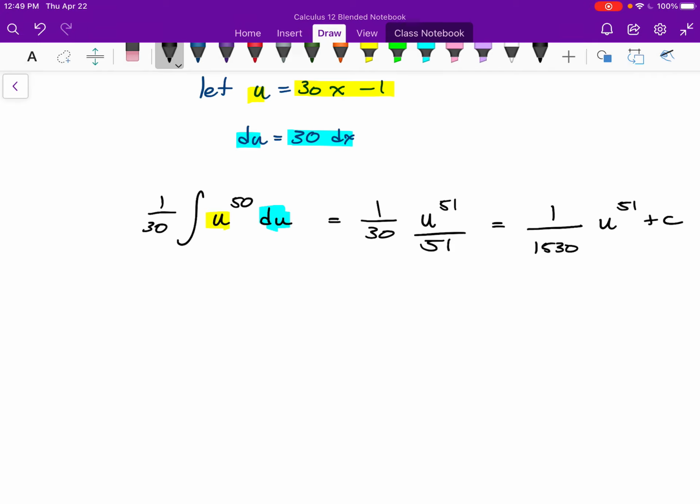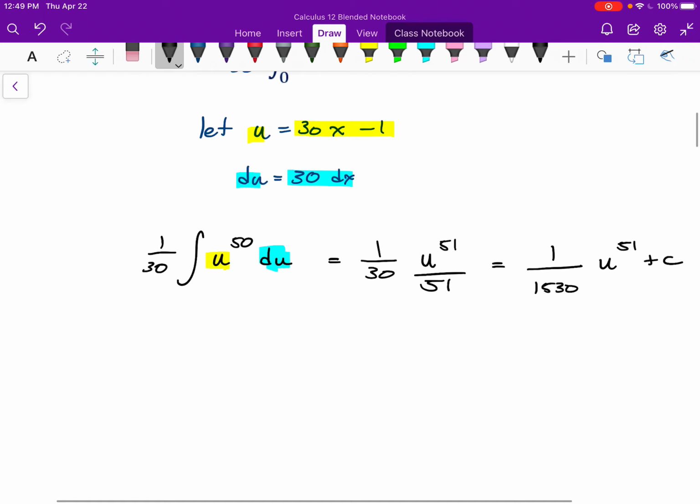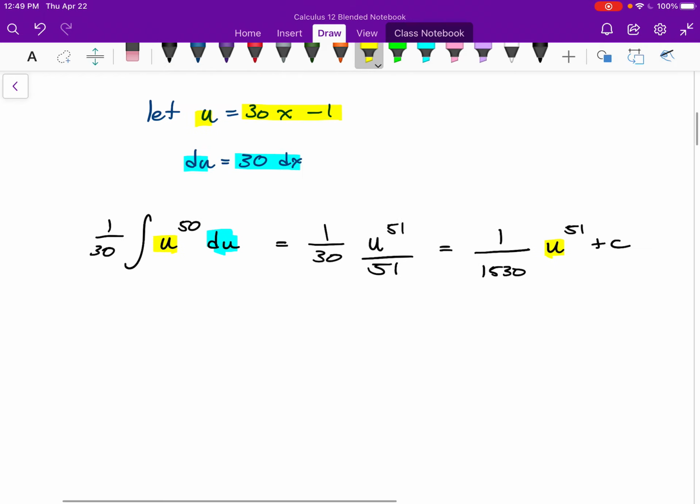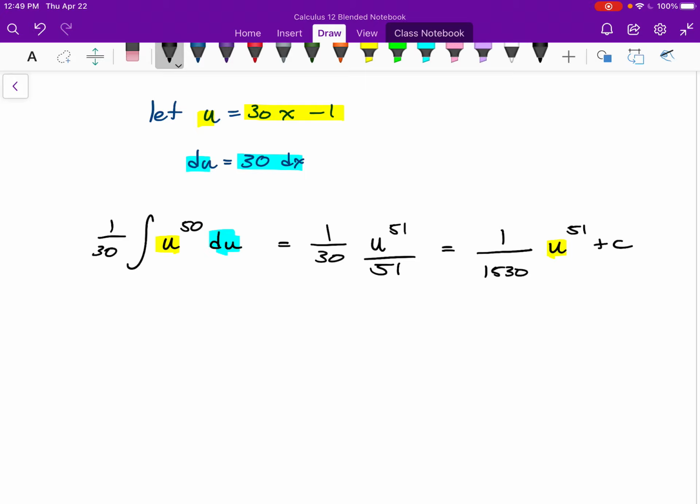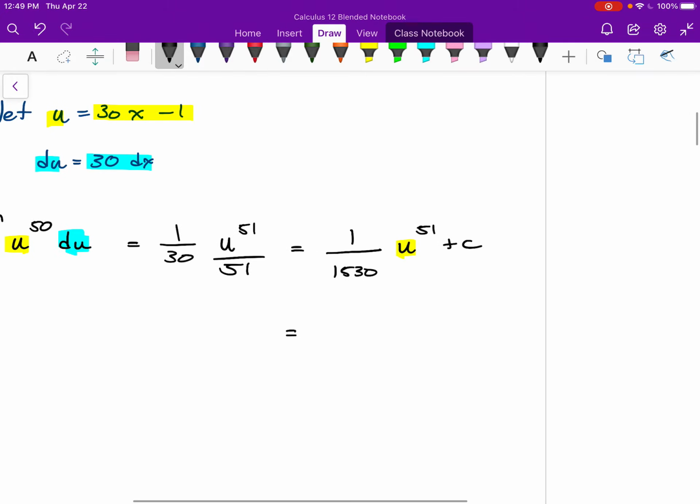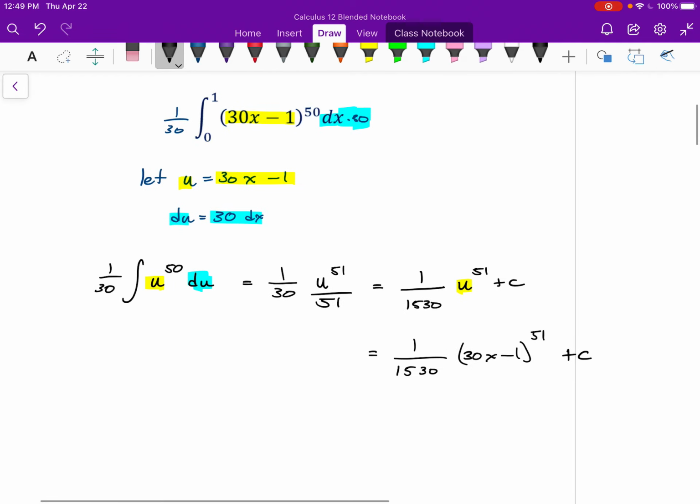All right, so what I want to do now is put my 30x minus 1 back in here. So I guess I'll write it as 1 over 1,530. Oh, that's a weird looking number. Let's try that again. Times 30x minus 1 to the power of 51 plus c. There, that's my antiderivative. Okay, but again, I want to evaluate this now from 0 to 1.